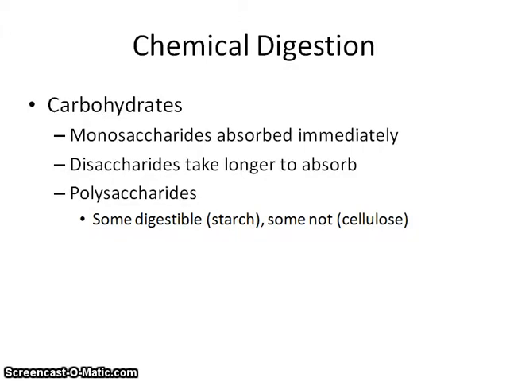Carbohydrates, there's 3 different kinds that your body deals with on a normal basis. Monosaccharides, they're absorbed very quickly. This is a simple sugar. Disaccharides are going to take a little bit longer. And then the polysaccharides are more like a starch or a multigrain bread, things that take your body more energy to break down.